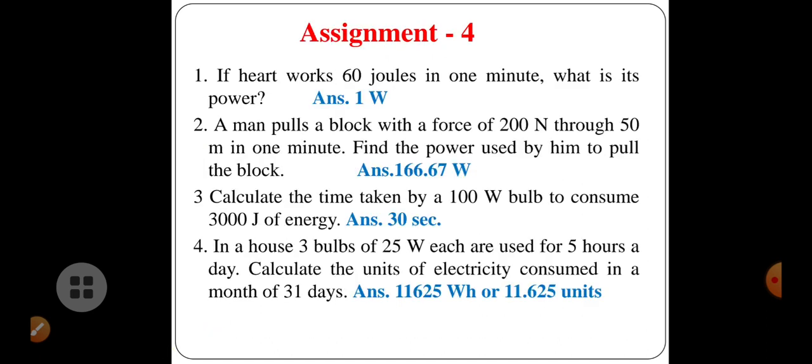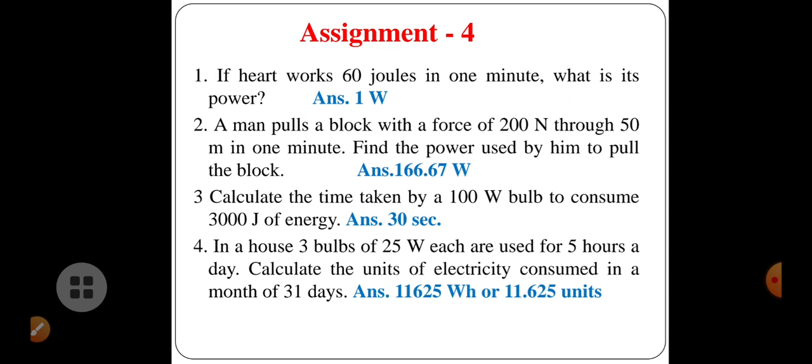Now, at the end, the assignment: if the heart does 60 joules of work in 1 minute, what is its power? Simply formula based, just keep in mind that units should be in the same system. Work is 60 joules in SI unit, no problem, and time is 1 minute. So we have to convert minute into second and directly divide this and we get the power.